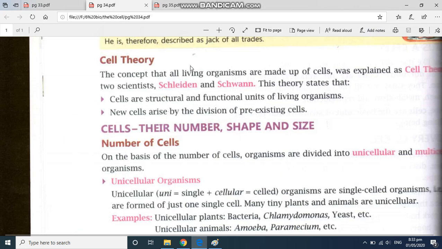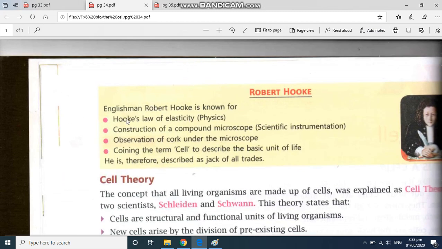And on this page, Englishman Robert Hooke is known for Hooke's law of elasticity. This is one law in physics. Construction of a compound microscope, observation of cork under the microscope, coining the term cell. Coining means giving the name cell to these structures to describe the basic unit of life. So he is therefore known as Jack of all trades.